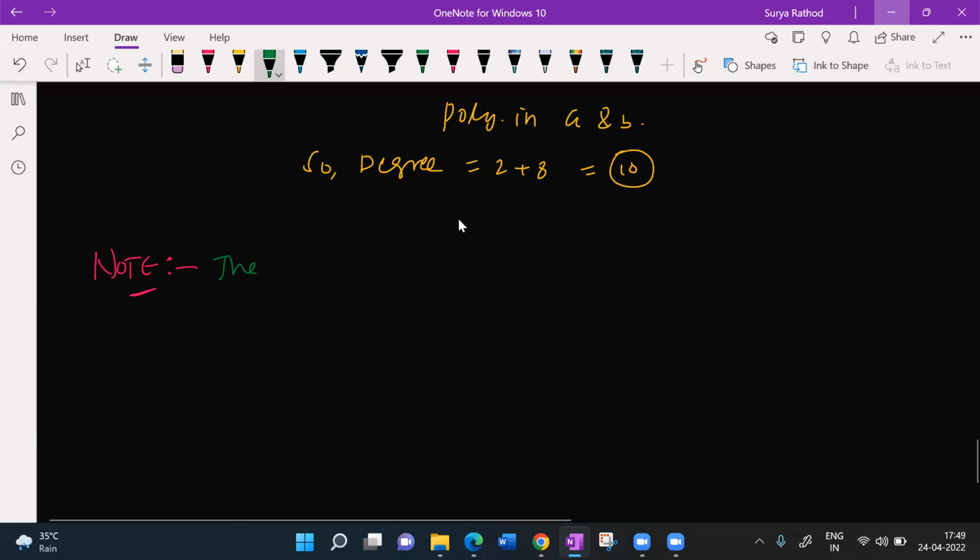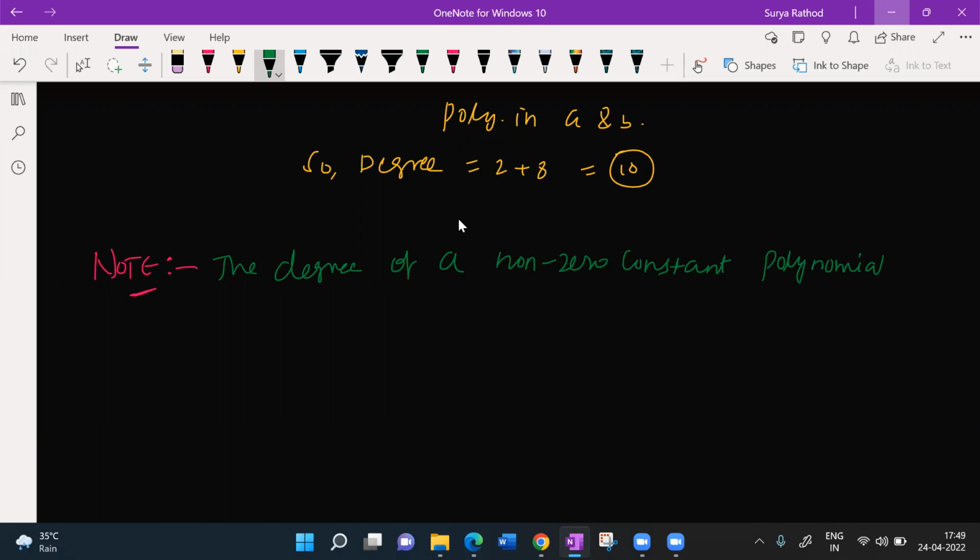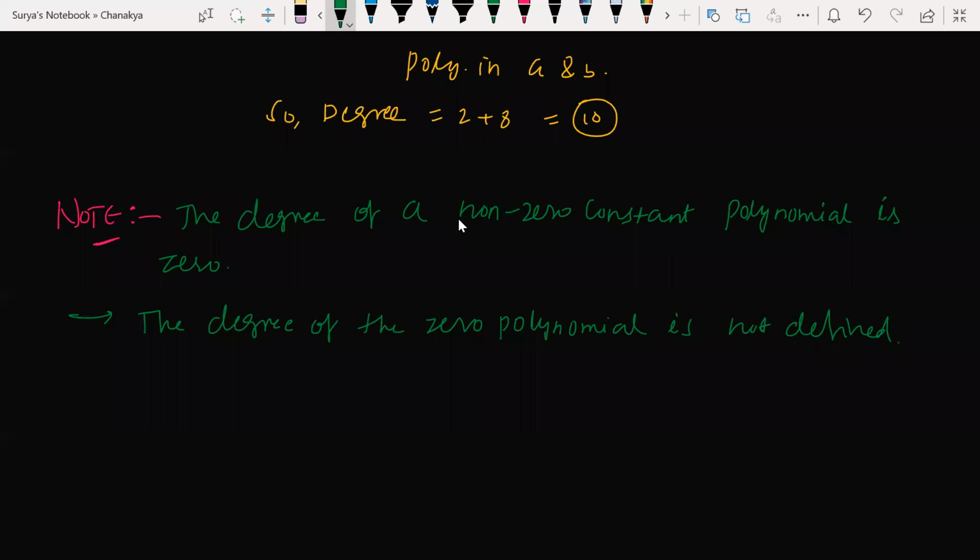The degree of a non-zero constant polynomial is zero. The degree of the zero polynomial is not defined. Correct? Everyone write these two notes, guys. So the degree of a non-zero constant polynomial is 0. Example, a non-zero constant is nothing but 3.